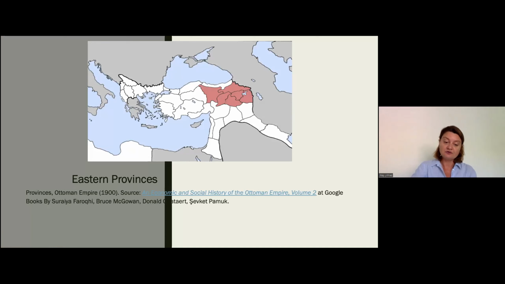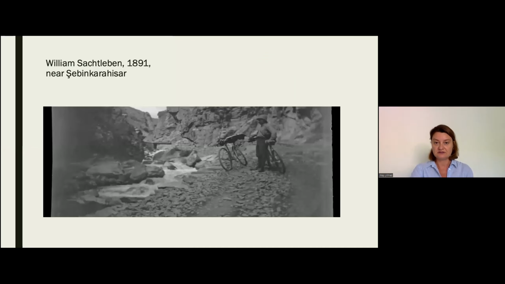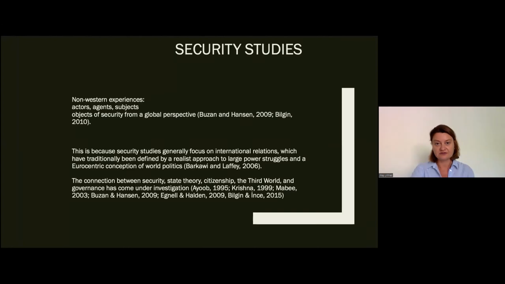But now in my ongoing research, I'm focusing on one region, quote unquote, the Eastern provinces. And I'm trying to open a discussion on the political and structural effects of the Armenian question on Ottoman state formation, using Ottoman, British, and American archival sources and benefiting from the emerging scholarship on the history of violence on the Armenian question. To do so, I'm trying to employ the concepts and discussions of critical security studies. So these are the photographs of the region.